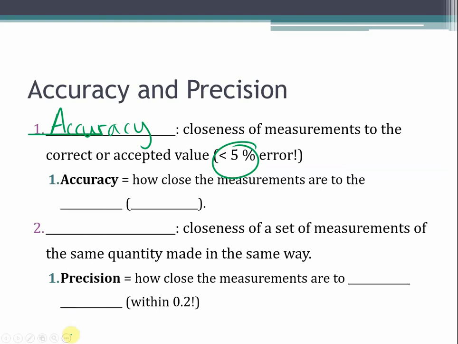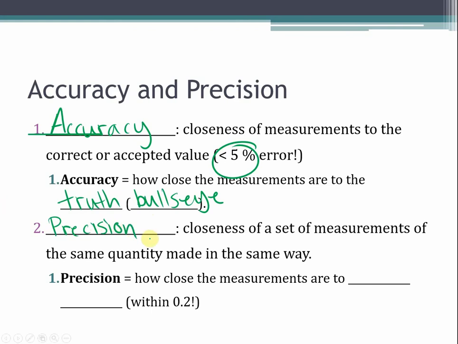Another way to look at this is just how close the measurements are to the truth. So if your realm of possible answers was a target, your accuracy, how close you were to the truth, would be how close you are to the bullseye. If you get a bullseye, you are accurate. And if you are off the target entirely, you are not accurate. So that's going to help us visualize this a little bit. Our second word we're going to talk about is precision.